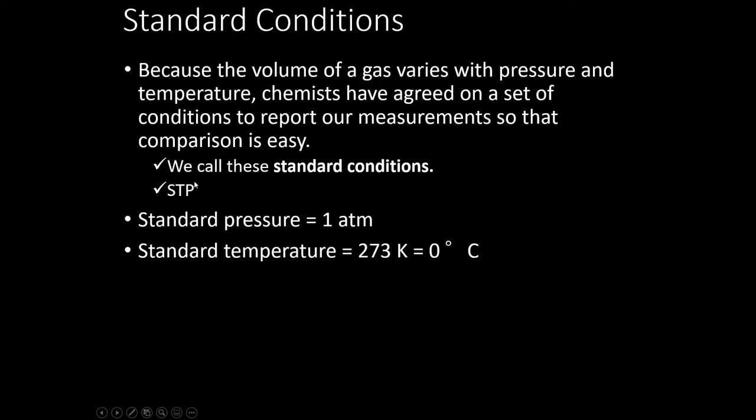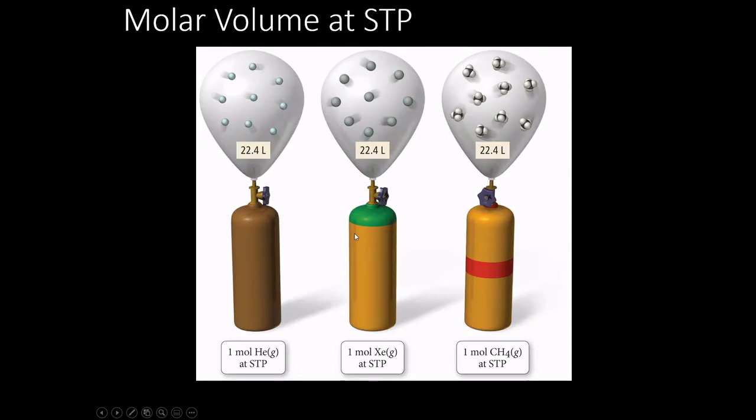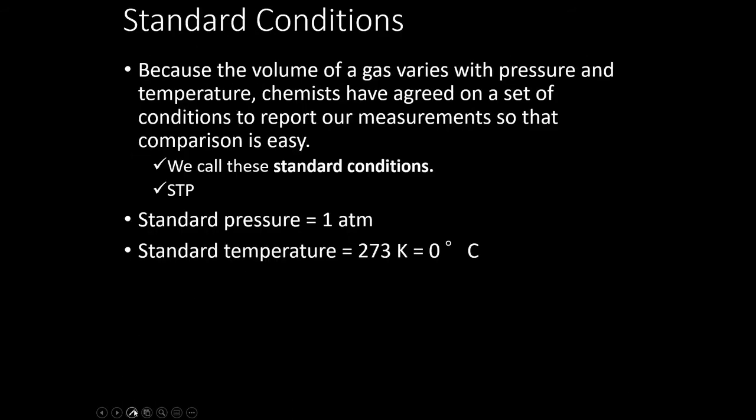Most of the tables that you'll come across, where there's lots and lots of data for lots of gases, most of those data tables will have been measured at STP, standard temperature and pressure, which is 1 atmosphere and 0 degrees C or 273 Kelvin, which again, we need to use that temperature in Kelvin for any calculations that we're doing.